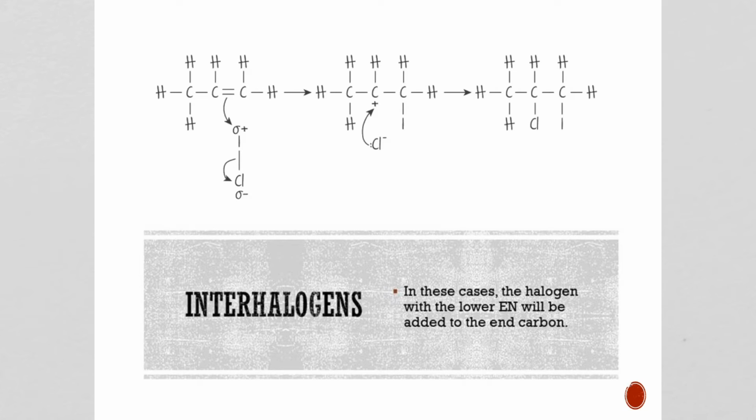So if we look at the example of interhalogens, so that's when you have two different halogens bonded to one another. So in this case, iodine and chlorine. So instead of hydrogen bromide, the one that has the least electronegativity will be the one that will act as the electrophile. So it's going to act in the same way the hydrogen did in hydrogen bromide. So it's going to be added to the end carbon following Markovnikov's rule, and then the chlorine will be added to this one. So you can see that in this example.